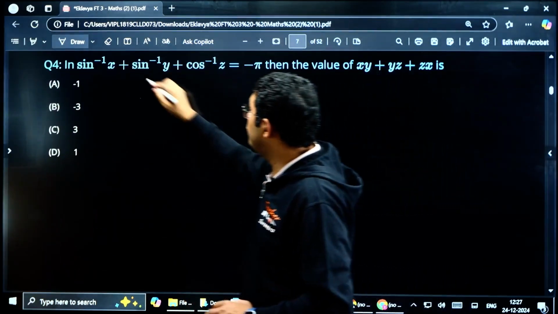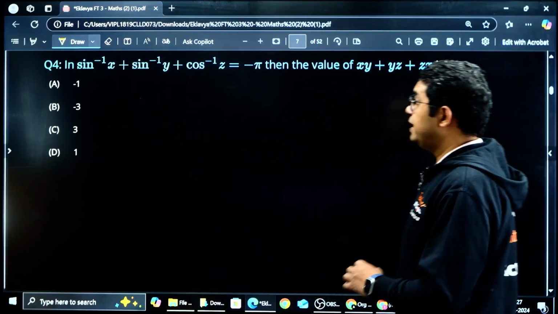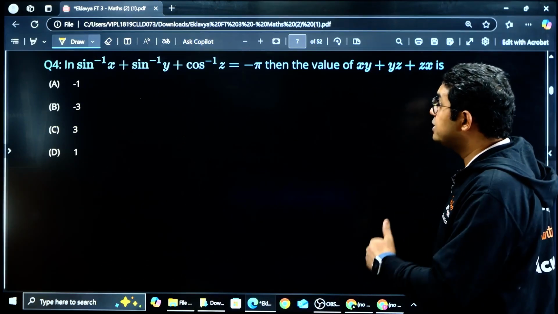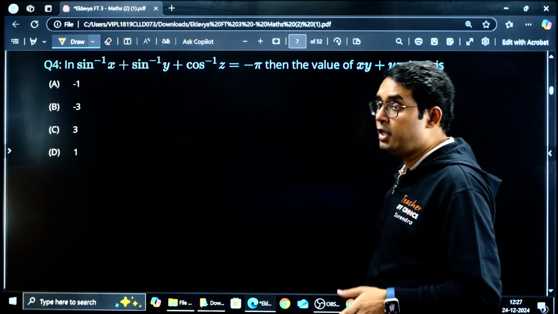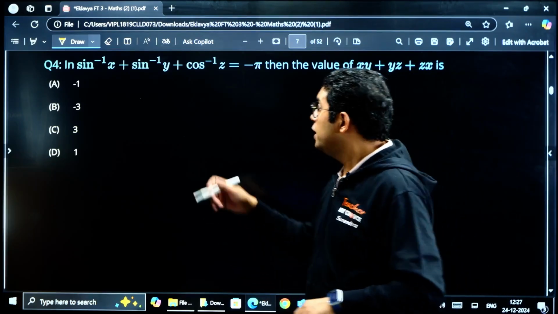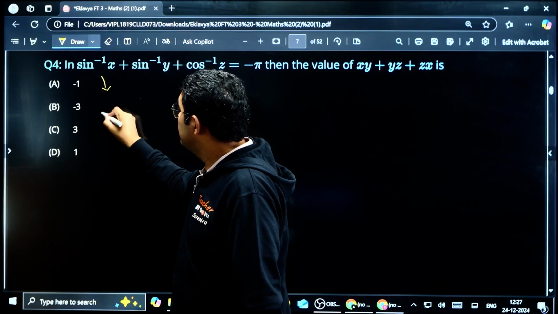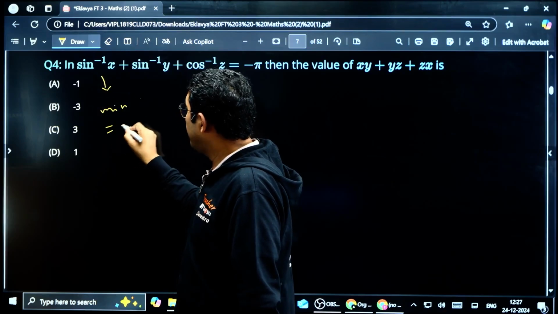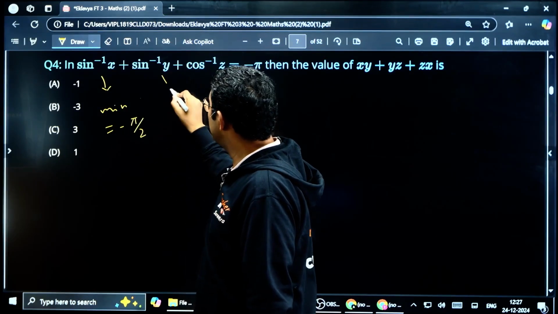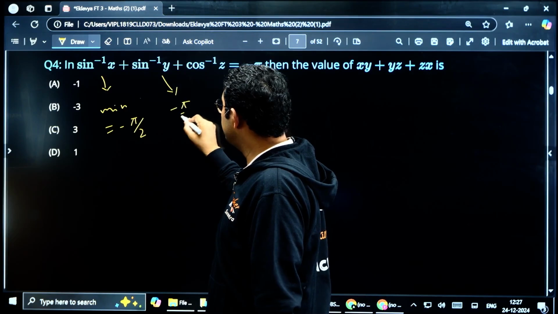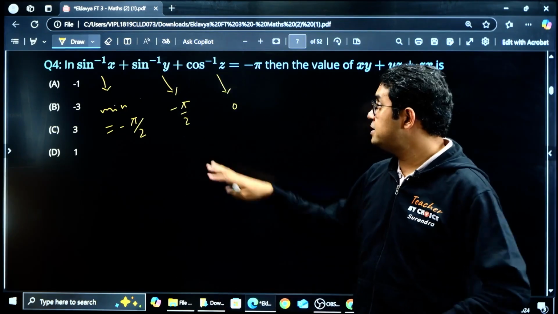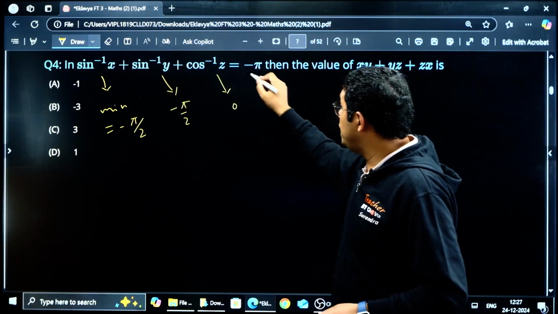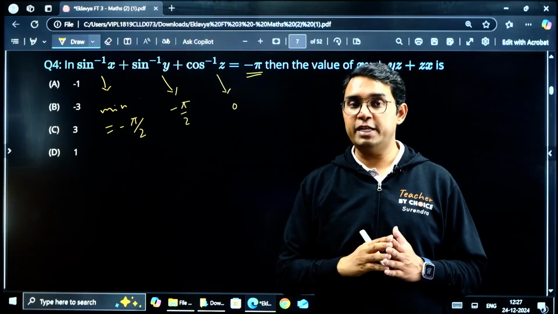Now coming to question number 4. sin⁻¹x + sin⁻¹y + cos⁻¹z is equal to minus pi. Please see, whenever such questions are given, they are based on the range of these functions. You know, for sin⁻¹x the minimum value can be minus pi by 2. Here also the minimum value is minus pi by 2. Here the minimum value is 0.